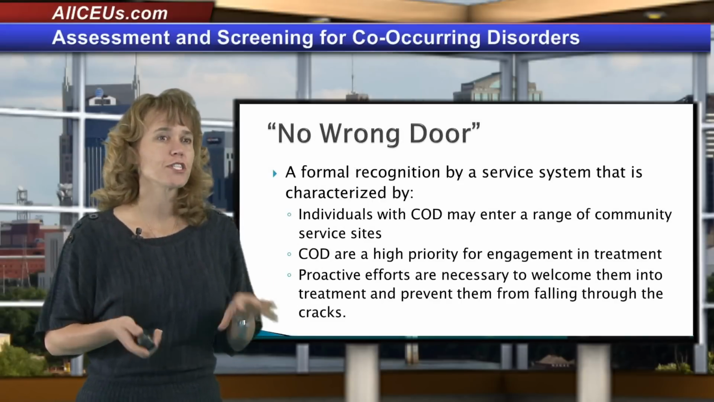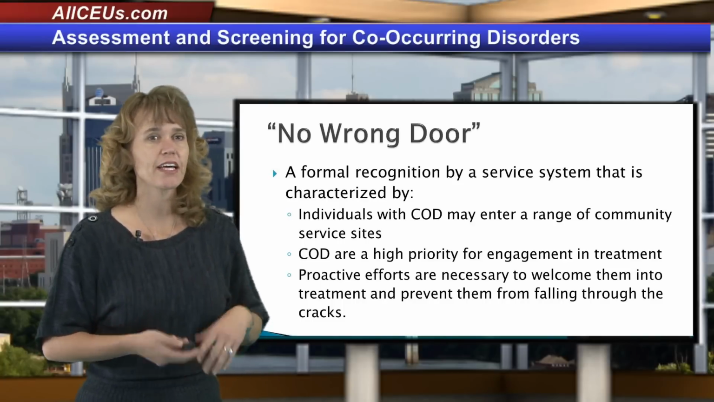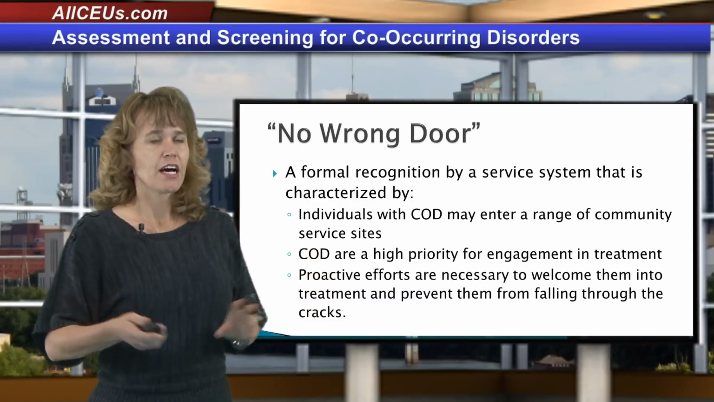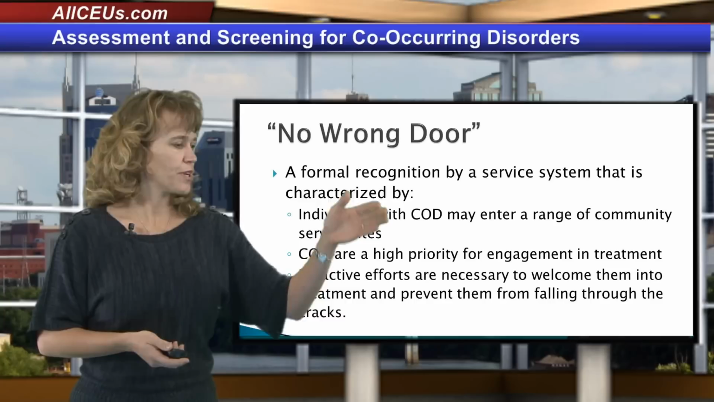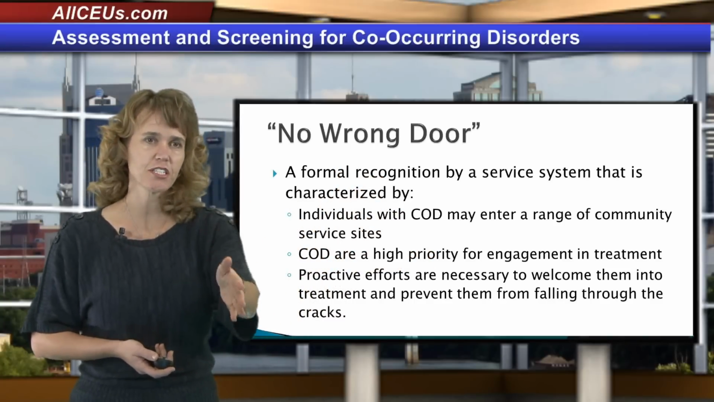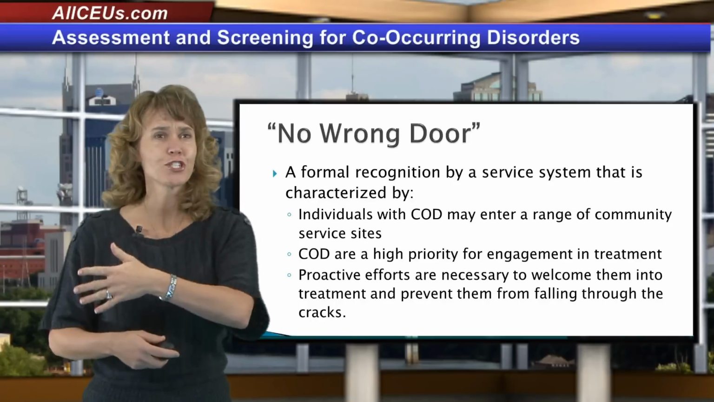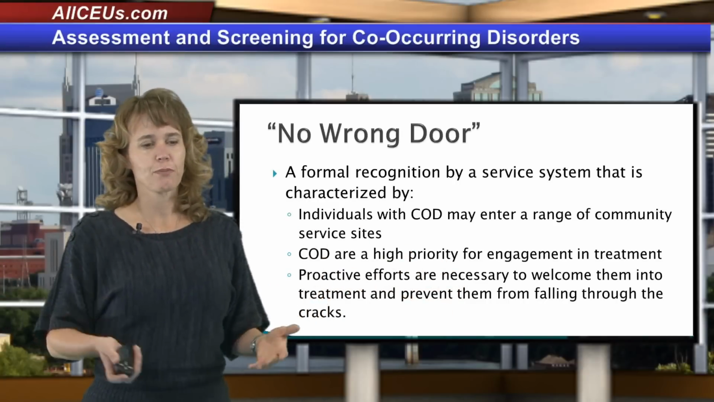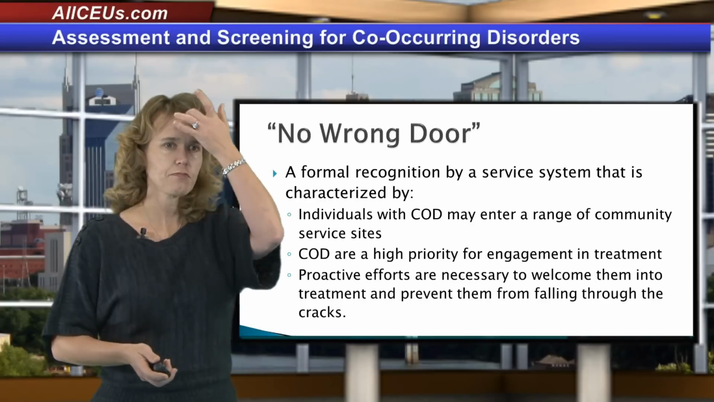So no wrong door is a formal recognition by a service system that is characterized by individuals with co-occurring disorders, or COD, being able to enter a range of community service sites. So if it's at the jail, if it's at the food stamp office, if it's at the clinician's office, the counselor's office, primary care, emergency room, all of these places are welcoming to this person to get them into the system. They serve as a conduit.